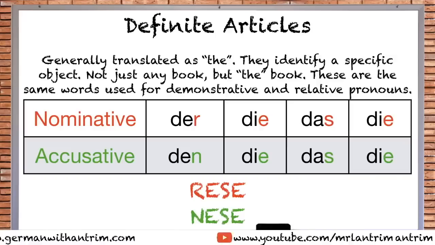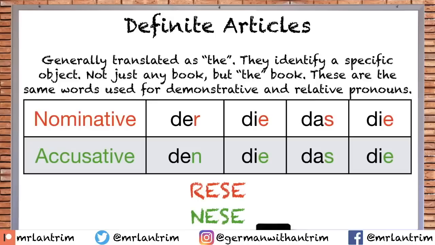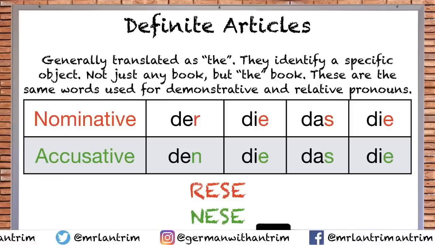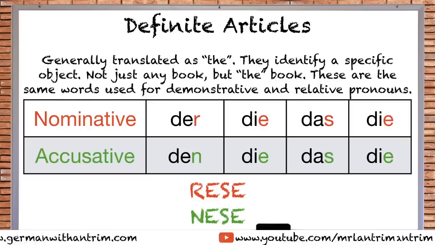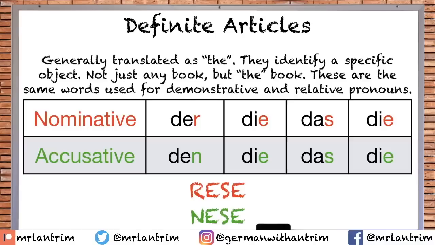These are the same words that you use for demonstrative pronouns and relative pronouns. If you don't know what relative pronouns or demonstrative pronouns are, they're these words. They're exactly the same words, der and die and das, but they're used in different ways. So instead of being used in front of a noun, they're used in place of a noun, which is why they're called pronouns. But more on those here in a second.